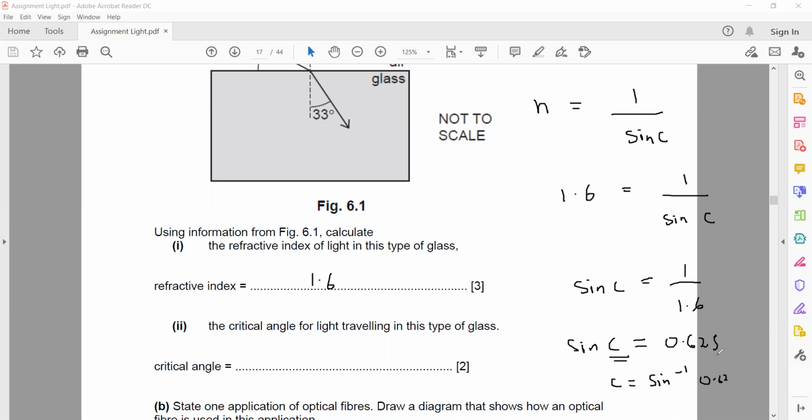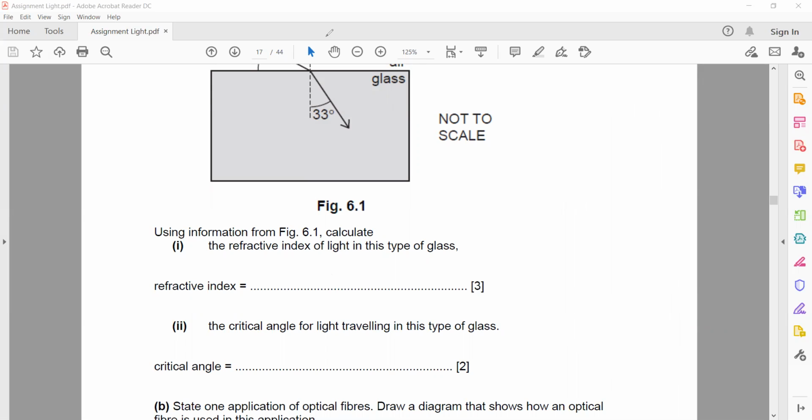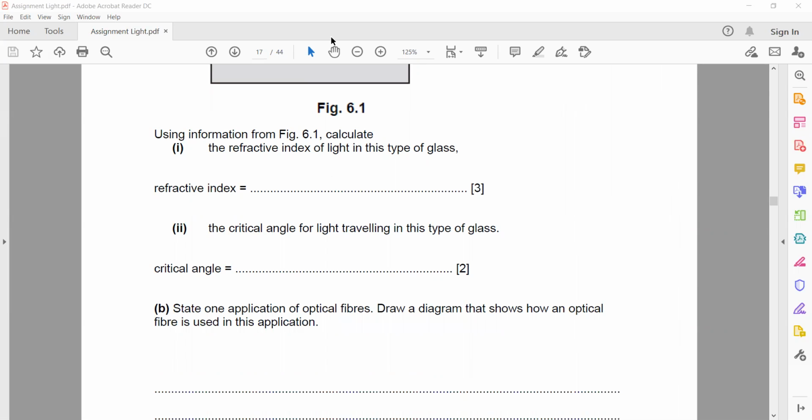No need to round off the angles, because even a small angle makes a difference. So if it is 38.7, write 38.7. No need to write 39, because even a 0.1 degree in angle makes a difference. Always write the answer in 3 significant figures.